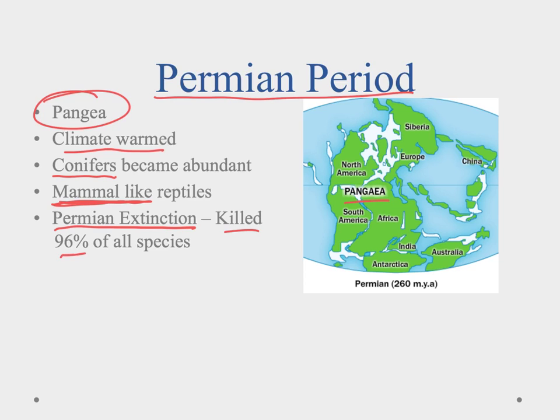And this one killed 96% of all species. So that's a mass extinction when 96% of the living things on the planet died at the end of the Permian extinction.